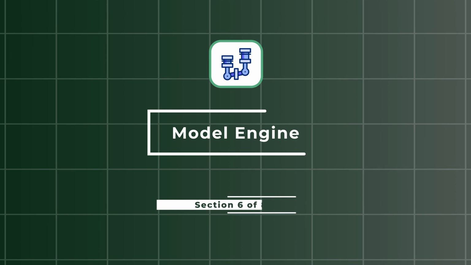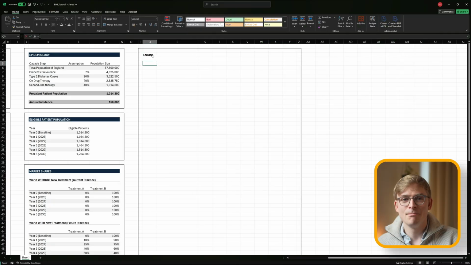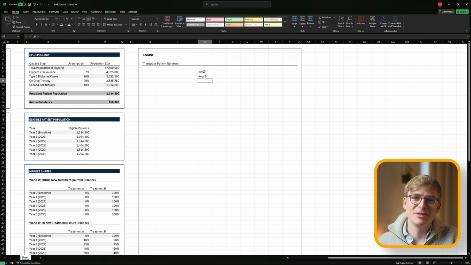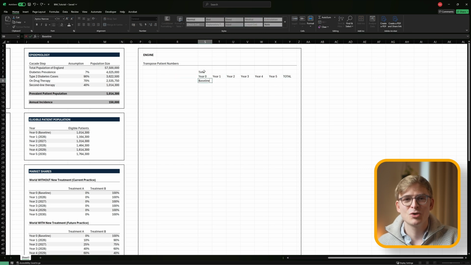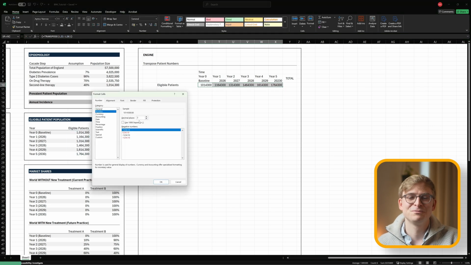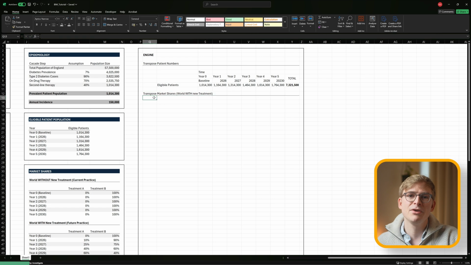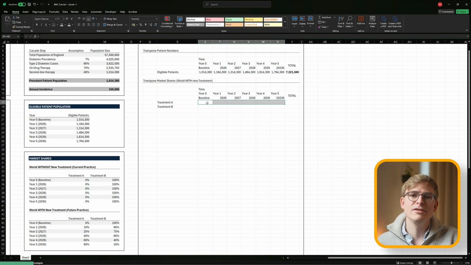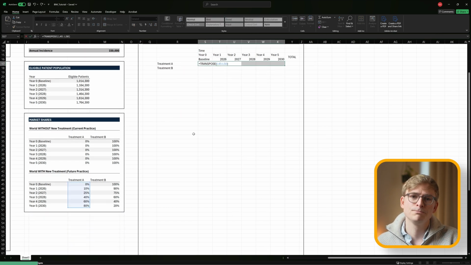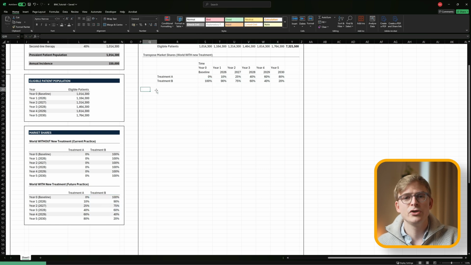At this stage, we've got everything we need to build our model engine. And I know that the term model engine may sound intimidating to some people, but trust me, all we're going to do is some simple multiplication, so it's really not rocket science at all. For starters, I'm going to transpose both our patient numbers and our market shares to make it easier for us to work with in our model. You can achieve this by using the transpose function in Excel, which converts rows to columns and vice versa.